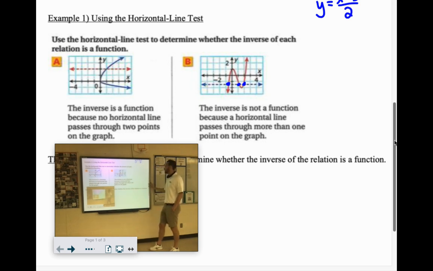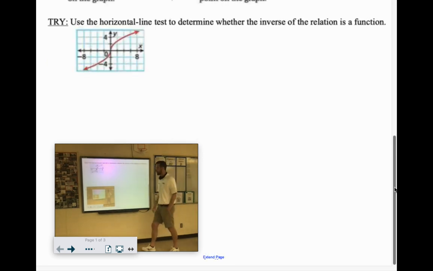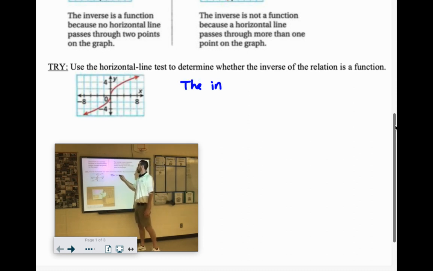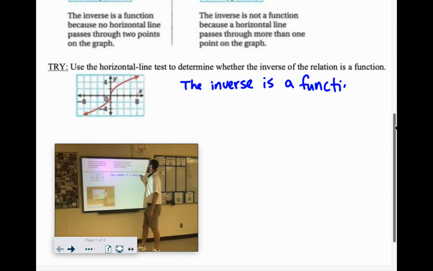So if you look at the one example we have to do here, can you draw a horizontal line and hit this curve in more than one place? And no, you can't. So this is fine. So we would say the inverse is a function, because you can't draw a horizontal line through both parts.